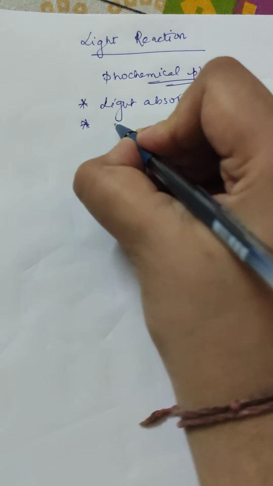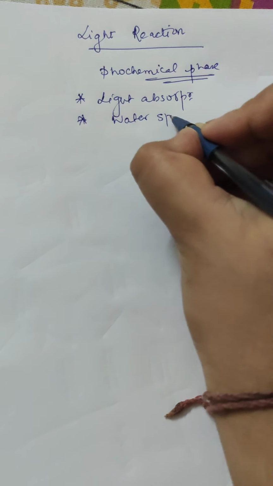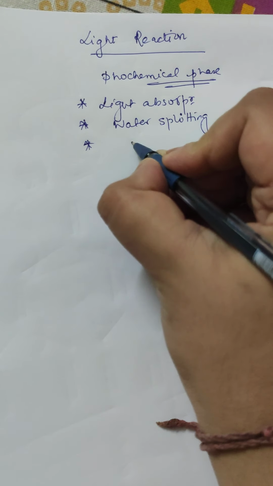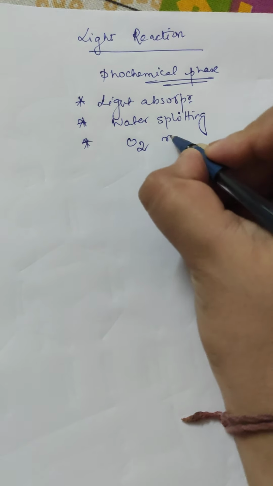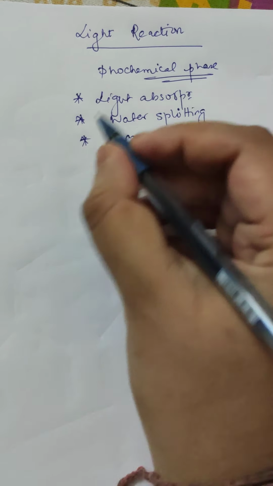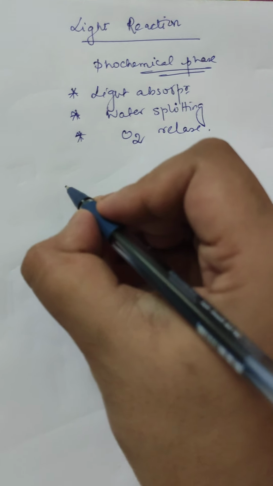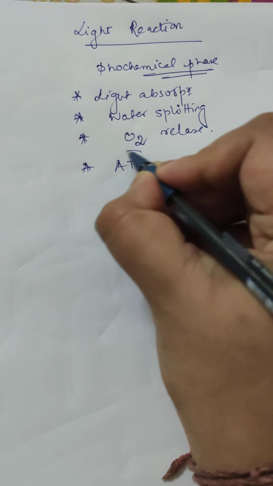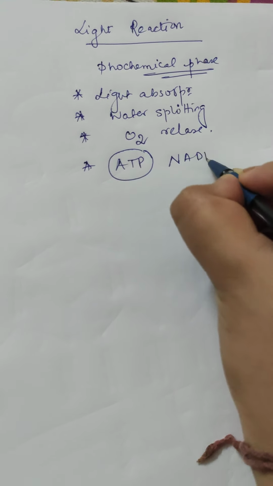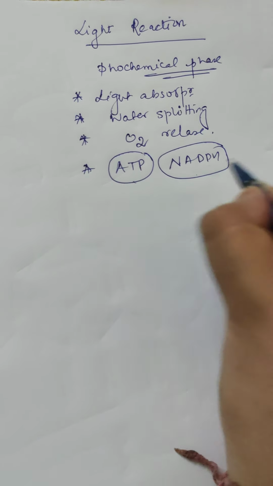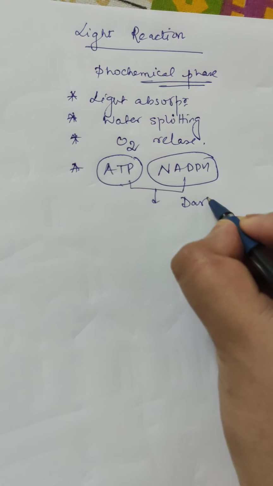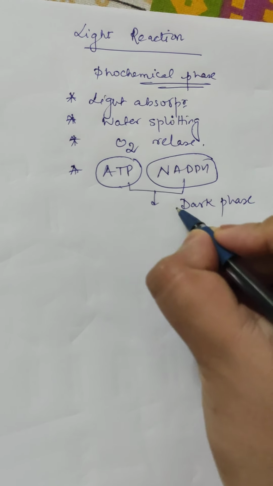The second thing that it involves is water splitting. And the third thing that it involves is oxygen release. Now, very important in the light reaction phase is that it leads to the synthesis of two intermediates, which are ATP and NADPH. And this ATP and NADPH are going to be required in the dark phase. These are the raw materials for the dark phase.